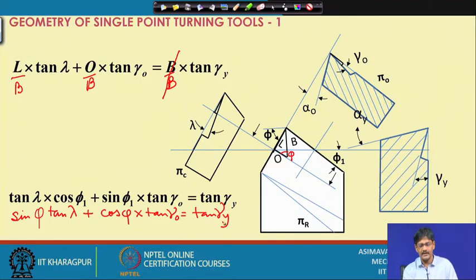So, this way we understand that we can establish relationships between the angles by this sort of addition of vertical distances covered in different sections and then adding them up.